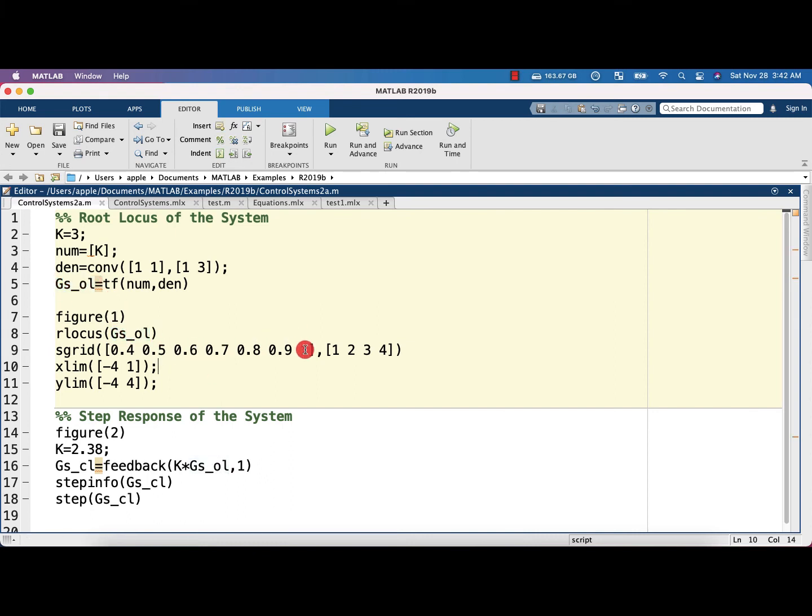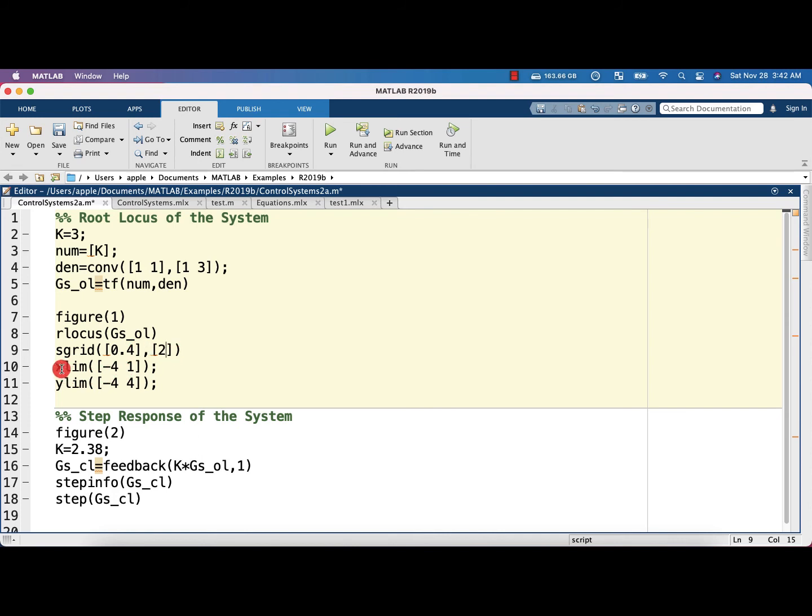Now what is the function of this command? It sketches the zeta and omega n. So for the time being I am going to consider zeta equal to 0.4. The first portion is for zeta and the second portion is for the omega n circle. So let's first consider that omega n is equal to 2 and zeta is equal to 0.4. So it will only sketch the line for zeta of 0.4 and omega n of 2.